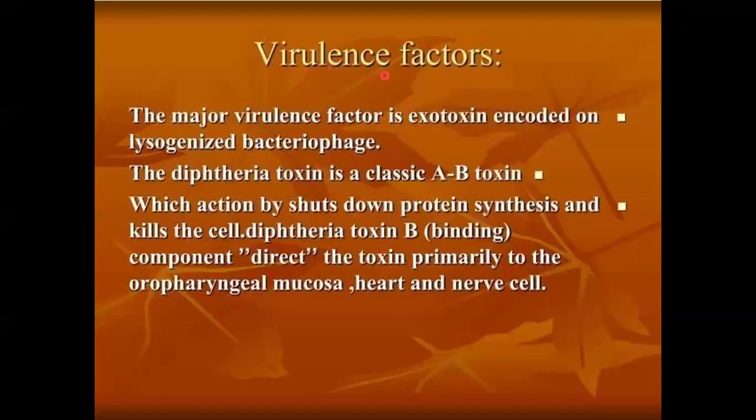Virulence factors. The major virulence factor is exotoxin encoded on the lysogenized bacteriophage. The diphtheria toxin is a classic AB toxin. Okay, AB toxin. You're going to ask yourself, how does it work? So, the action: it shuts down protein synthesis and kills the cell, diphtheria toxin. Let me show you. I had a diagram here.